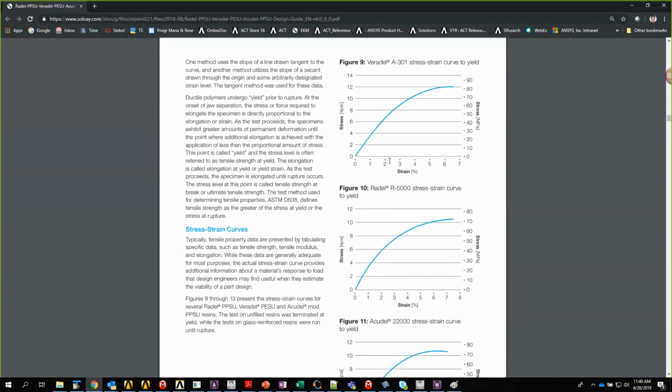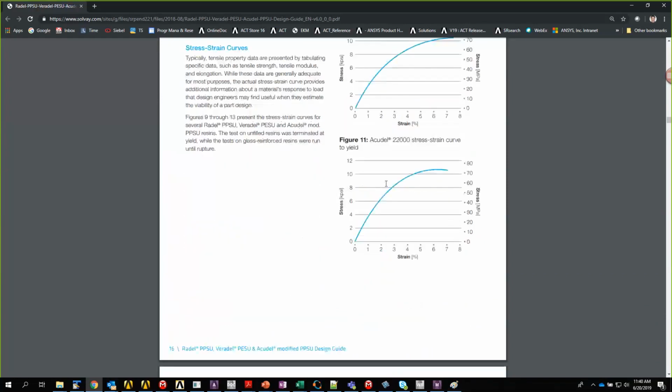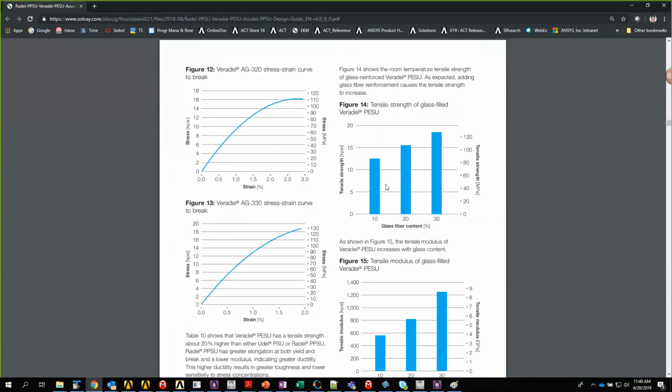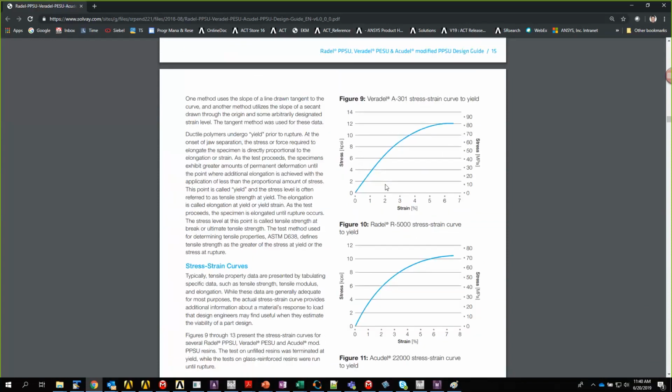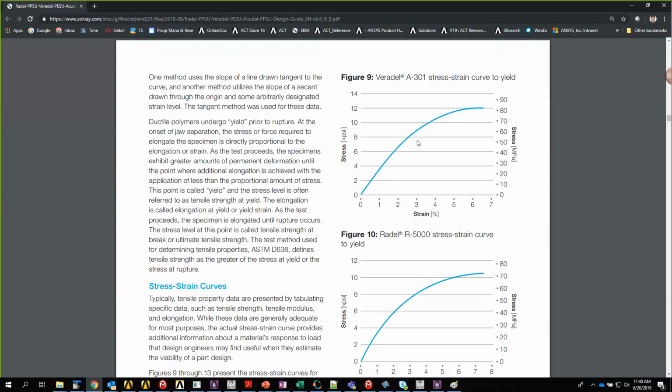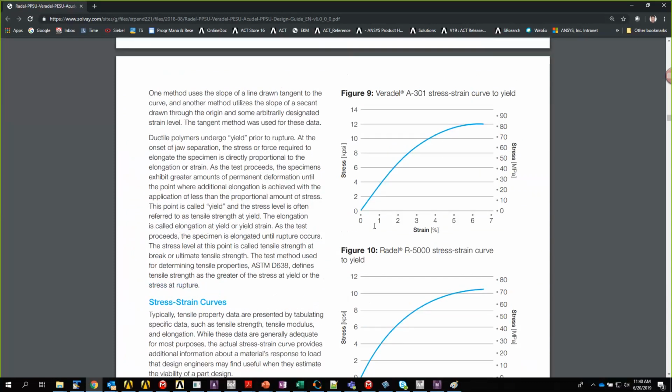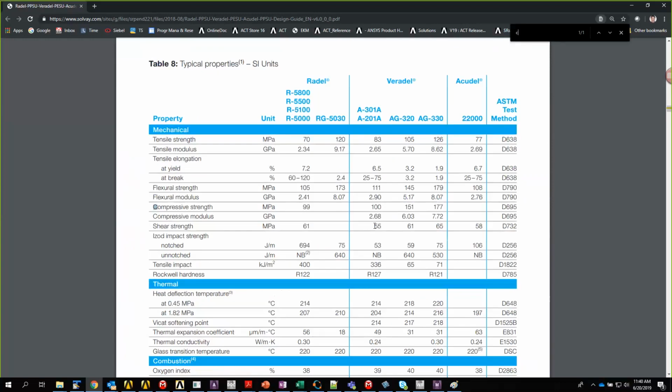Because of the interference fit, the material is expected to undergo some plasticity. This is the typical stress strain curve of this particular material. So this is expected to undergo a nonlinear curve. It's not in a linear region. That's one thing. The other thing we are looking at is the creep.